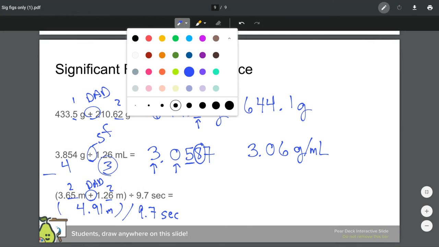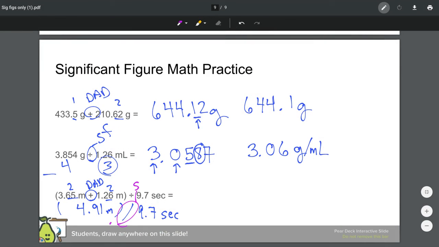So now that I'm dividing, now I have to think about a different rule. Now I have to think about sig figs. So I've got 2 sig figs here, 3 sig figs there. Calculator is going to give me 0.506, but I have to round it for 2 sig figs. So my answer is going to be 0.51 meters per second.